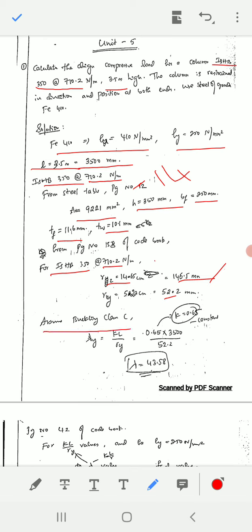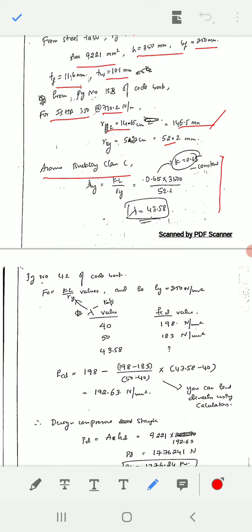So assume buckling class C. We have to assume buckling class C. Why, I will tell later. Otherwise we have to find out which class it is. Better to go with assuming buckling class C. Then we have to find out lambda y. The formula is lambda y equal to KL by RY. This formula is not there in the code book. We have to remember where K is 0.65. Always K is 0.65. Remember 0.65 is the K value always.